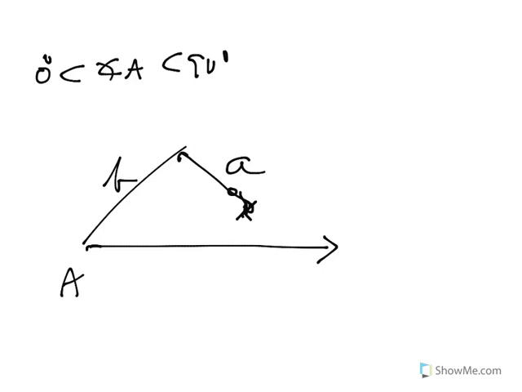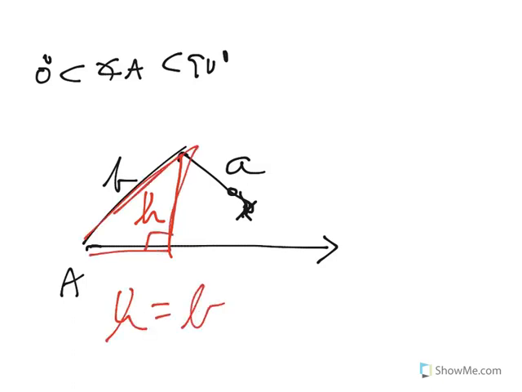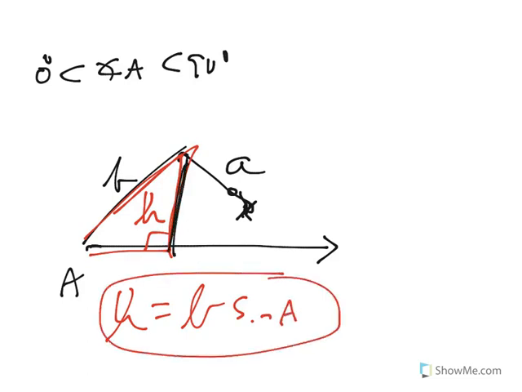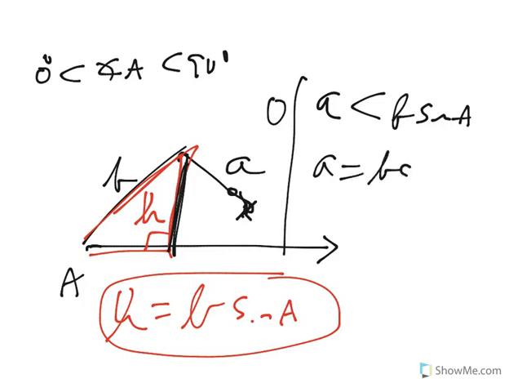A trick to figuring out which of those three cases it is, is to draw this line, which I'm going to call H. It's the height. And that height is going to be B, the hypotenuse of this triangle, times sine A. So you can calculate out B sine A. And whatever that is, if A is less than B sine A, there's going to be no triangles. If A is equal to B sine A, it's going to be one right triangle.